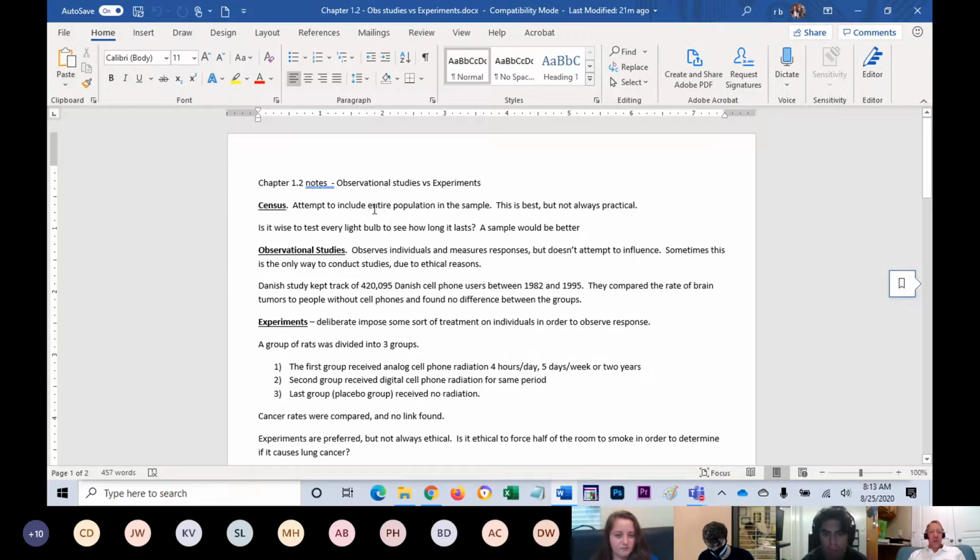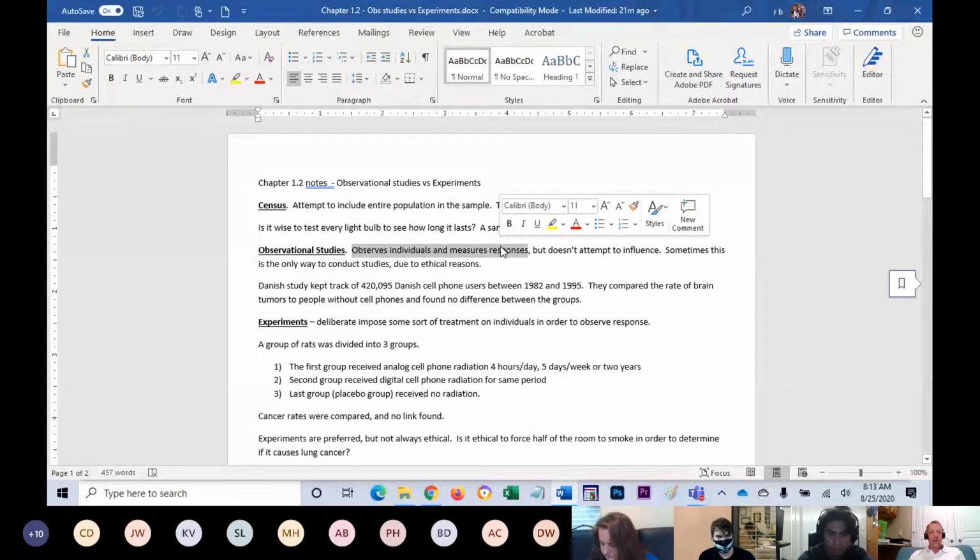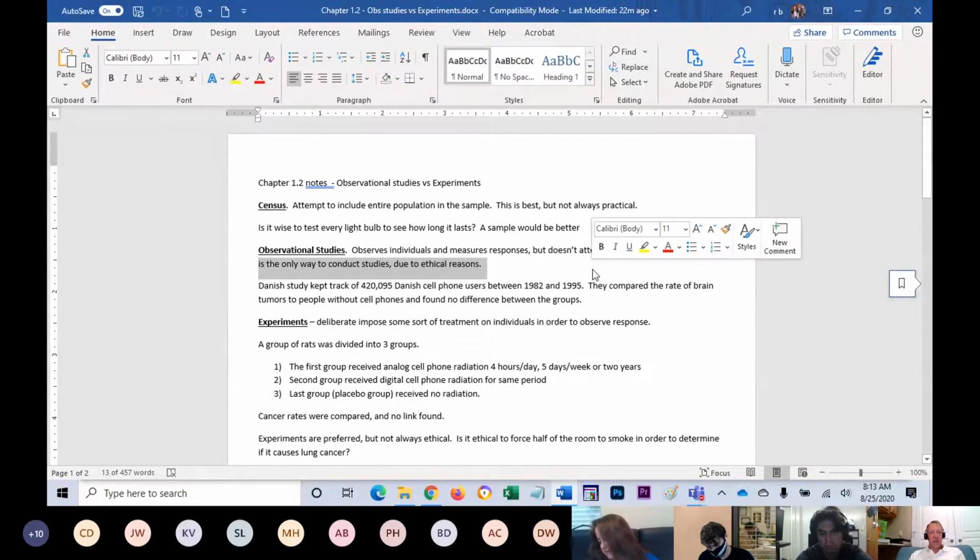Okay, so we're going to talk about 2 different types of studies. One's called an observational study. The other is called an experiment. Just like it sounds, an observational study is where you observe and measure the responses, but you don't attempt to influence. So sometimes this is the only way to conduct studies due to ethical reasons.